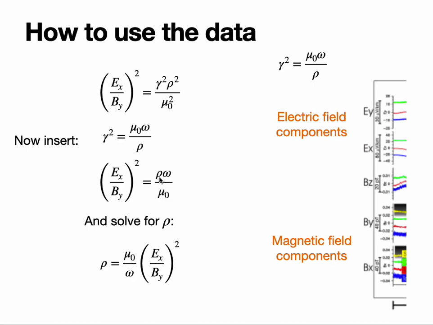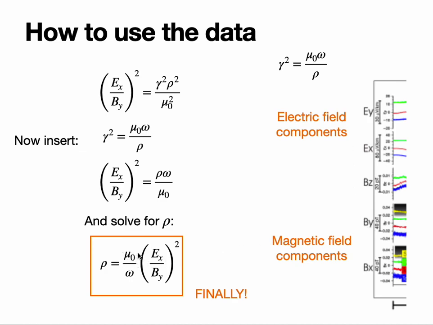You can solve it for the resistivity rho, and one obtains this final result. So that's a very important one. The resistivity is the permeability divided by the frequency of the wave times the ratio of Ex divided by By to the power 2.